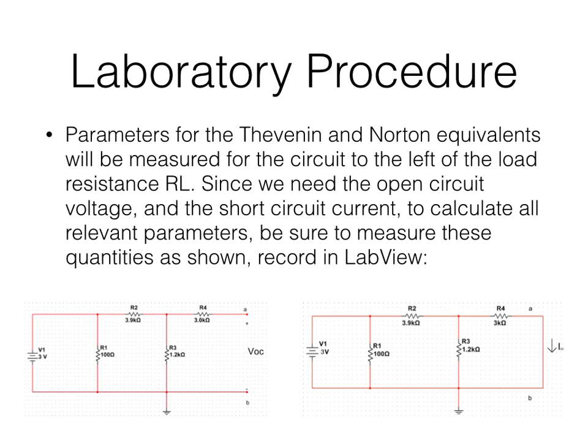Parameters for the Thevenin and Norton equivalents will be measured for the circuit to the left of the load resistance, RL. Since we need the open circuit voltage and the short circuit current to calculate all relevant parameters, be sure to measure these quantities as shown. Record them in LabView.